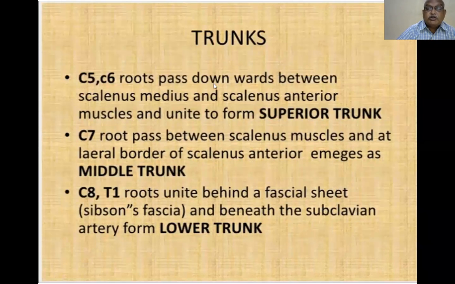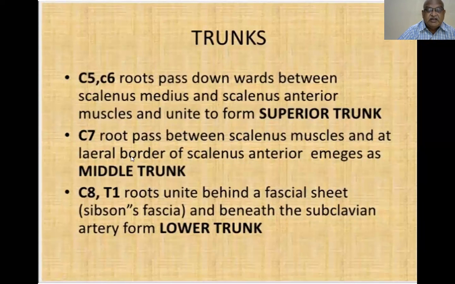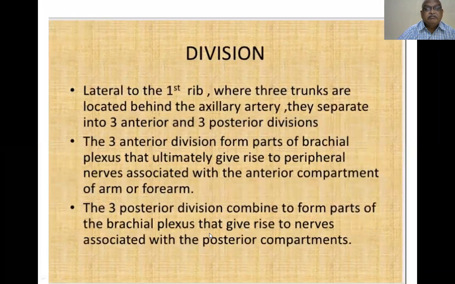Trunks. Roots pass downwards between the scalenus medius and scalenus anterior muscle and unite to form the superior trunk. C7 passes between the scalenus muscles at the lateral border of the scalenus anterior and emerges as the middle trunk. C8 and T1 roots unite behind a fascial sheet called the prevertebral fascia, beneath the subclavian artery, to form the lower trunk.